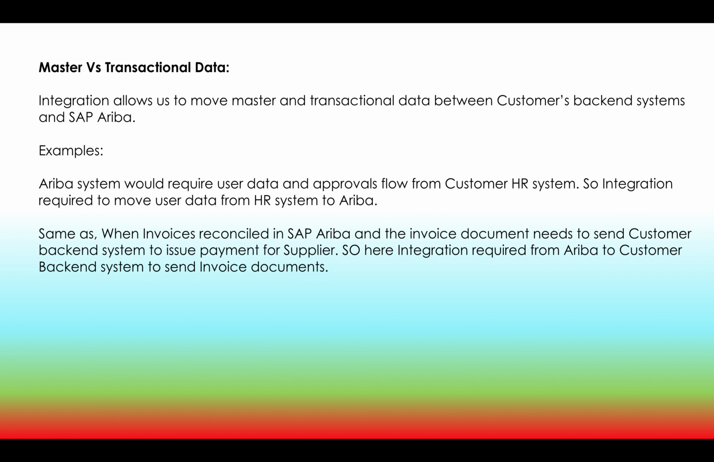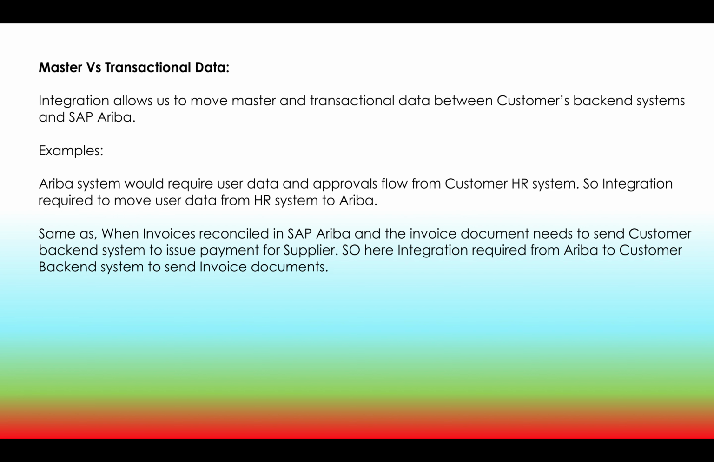Examples: the Ariba system would require user data and approvals flow from the customer HR system. For example, the customer implemented an Ariba system. For the Ariba system, they need user data, because without user data users can't access the Ariba system. So Ariba needs user data and then approvals data for approving purchase orders. These data the customer usually maintains in an HR system or some other backend system. So Ariba needs these data from a customer backend system.